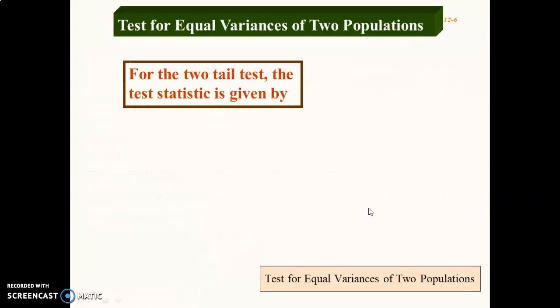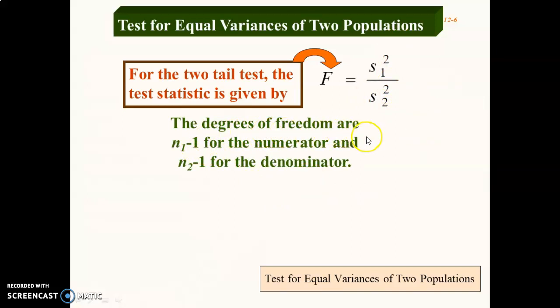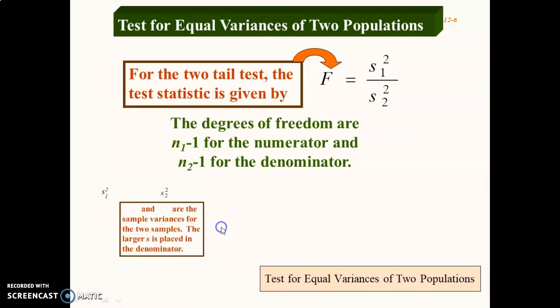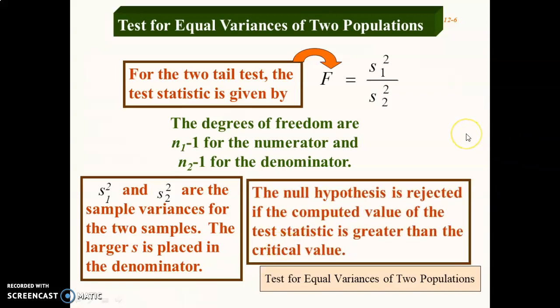So how do we test for equal variances? For a two-tailed test, the test statistic is given by the formula F equals S sub 1 squared over S sub 2 squared. The degrees of freedom are n sub 1 minus 1 for the numerator and n sub 2 minus 1 for the denominator. S sub 1 squared and S sub 2 squared are the sample variances for the two samples. The larger S is placed in the numerator. The null hypothesis is rejected if the computed value of the test statistic is greater than the critical value.